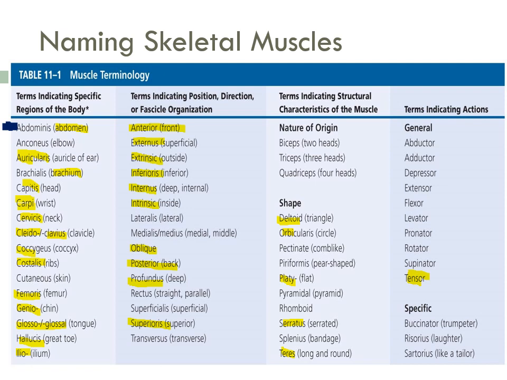Some specific muscles: buccinator is like a trumpeter. You'll find the buccinator muscle in your cheeks. Risorius is a muscle of laughter. Sartorius is like a tailor. I wouldn't worry too much about those 3.